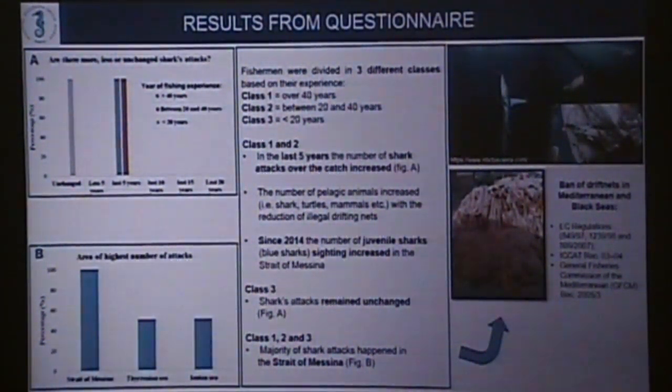On the contrary, the youngest fishermen with less than 20 years of fishing experience sustain that the shark attacks remain unchanged. All fishermen in general agree that the Strait of Messina is the area where most of the attacks happen, while the Tyrrhenian Sea and Ionian Sea are the second choice.